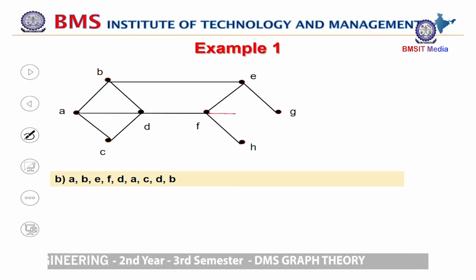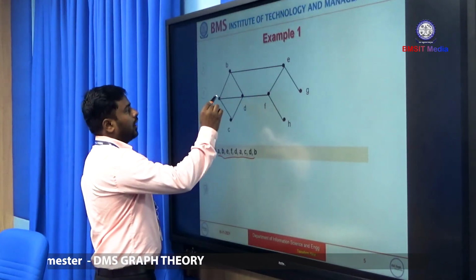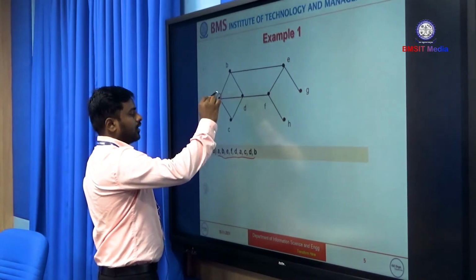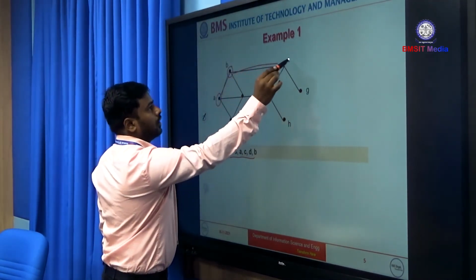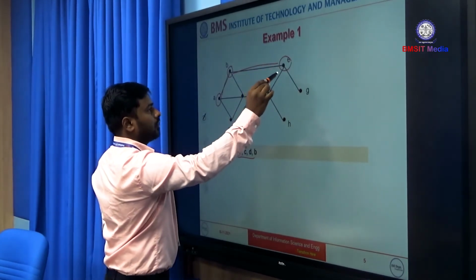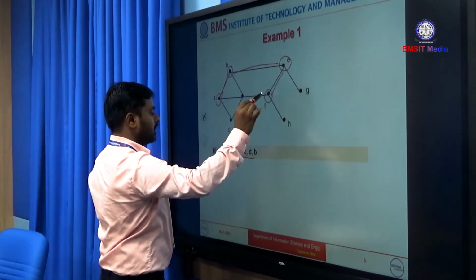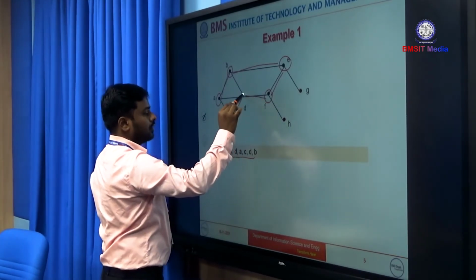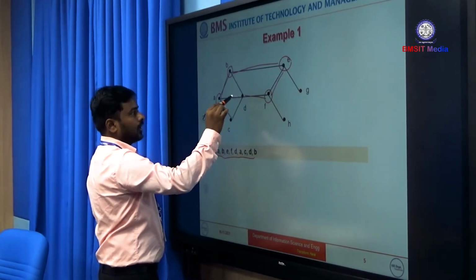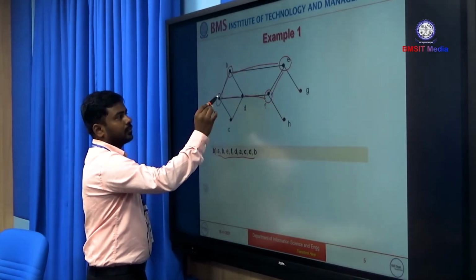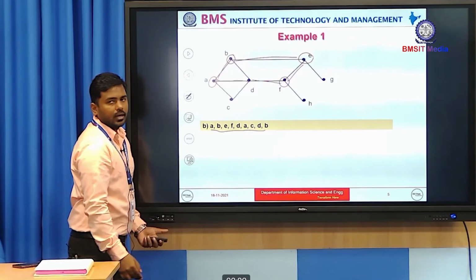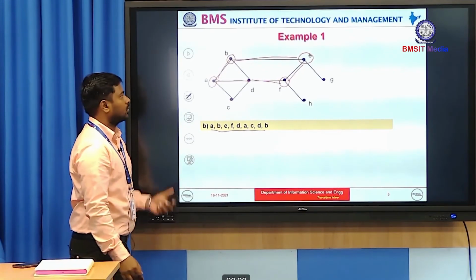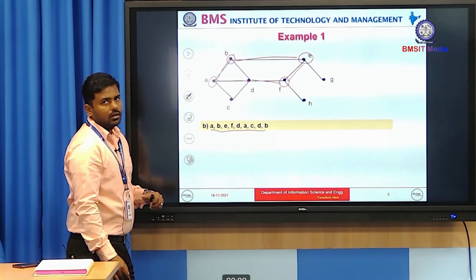Now, see this walk that is starting from A. We are reaching B, then B to E, then E to F, and then we have D, then D to A. Now you can see that this particular vertex is repeated. If the vertices are repeated, it cannot be a cycle or a path. So, it has to be either a trail or a circuit.